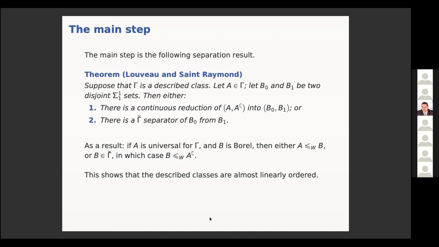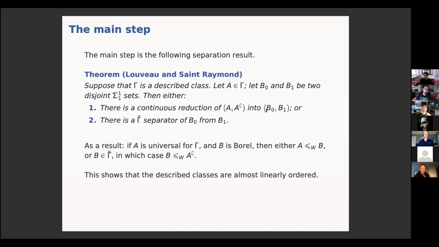And in fact, that comes from a slightly more general theorem, the separation theorem that is presented here, which says that suppose that on one side I have a set A and its complement that I want to reduce to B. And instead of B and its complement, I've got two disjoint sets, and they don't have to be Borel, they can be sigma 1 1. Then either there is a reduction by a continuous function that takes A into B0 and the complement of A into B1.